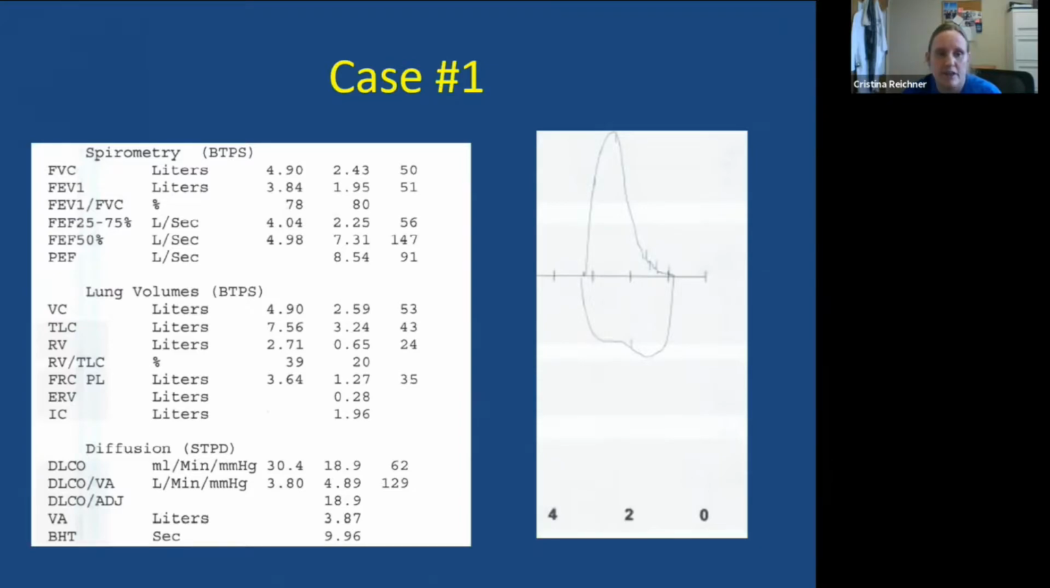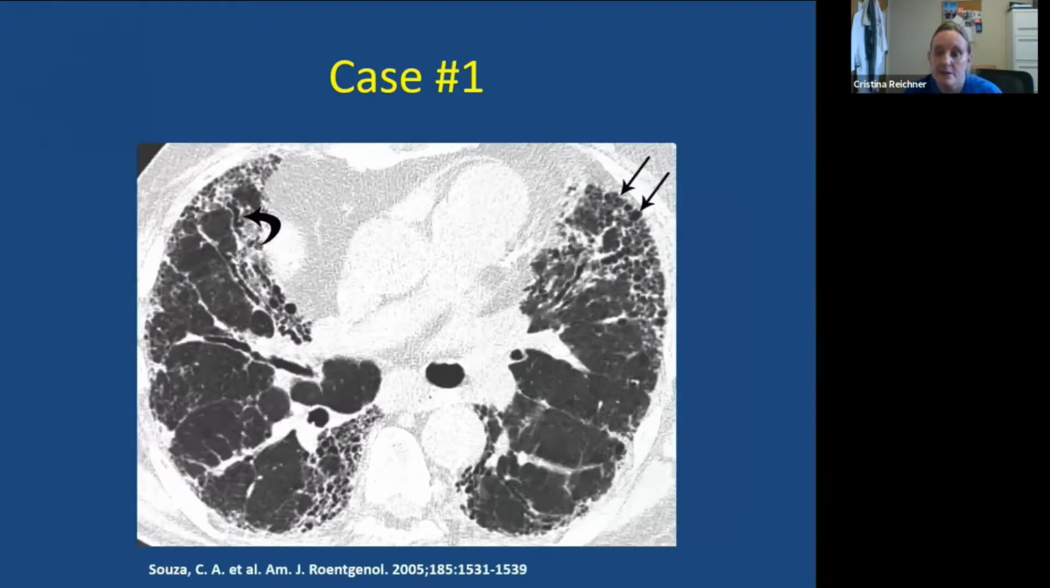Then we look at the lung volumes, and you can see here that his TLC, or total lung capacity, is at 43% of predicted. Anything above 80 is considered normal. And then the other thing, we look at his gas exchange, or DLCO, which is also moderately reduced at 62% of predicted. He then goes on to get a CAT scan.